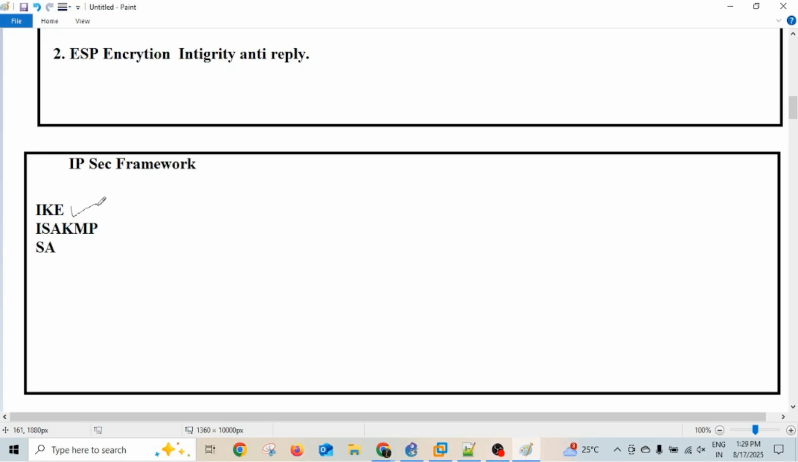What is that? It negotiates the message key, and ISAKMP, Internet Security Association and Key Management Protocol. What does it do? It's a framework for the authentication and key exchange. And SA is the security association. It provides the agreement between two peers, defining security parameters, one SA per direction per traffic flow.